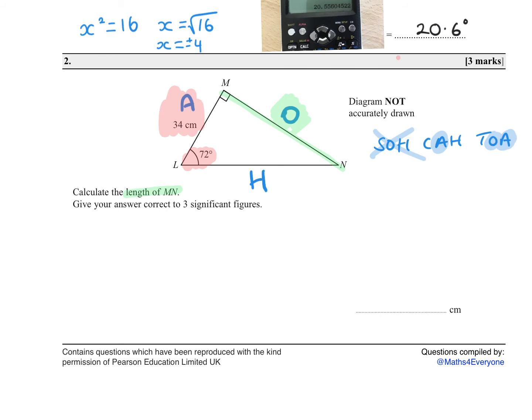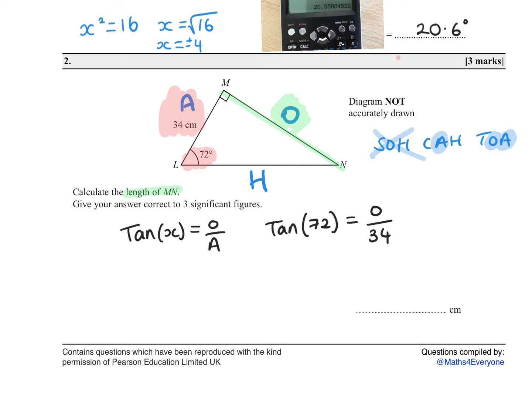So tan of x equals opposite over adjacent. I'm going to fill in everything I have. Tan of x. Now we know x is the angle. We actually have the angle in the question, don't we? Tan 72 equals my opposite, which I'm not sure of yet, over my adjacent, which is 34.